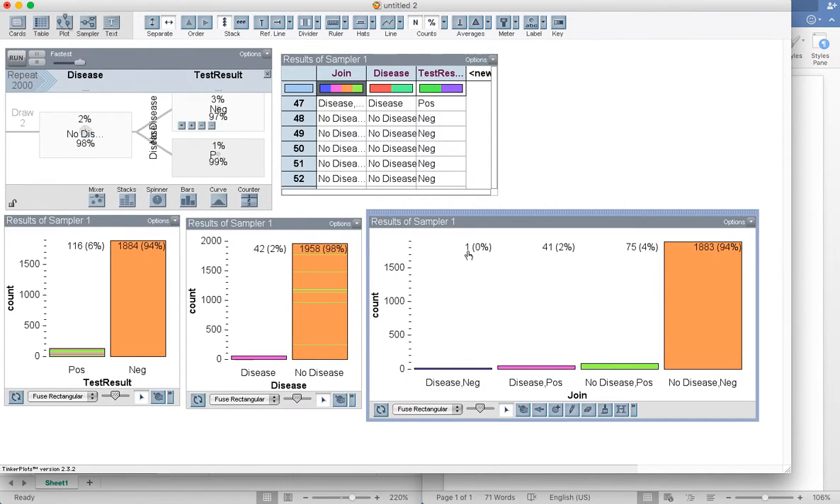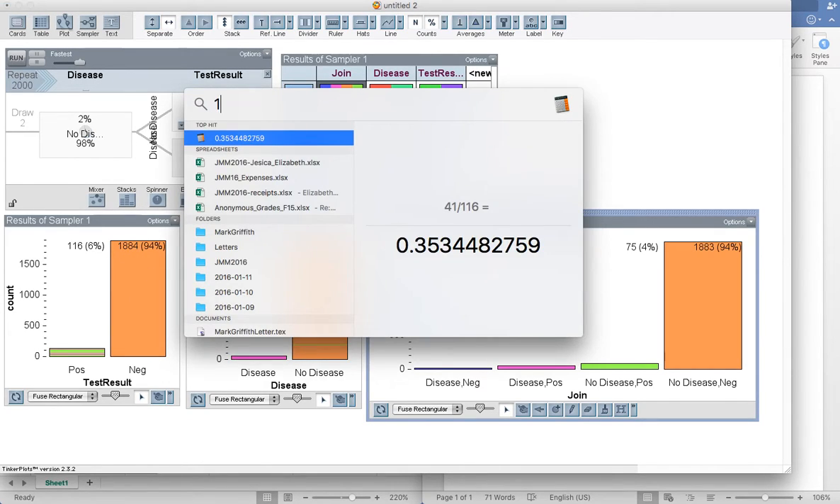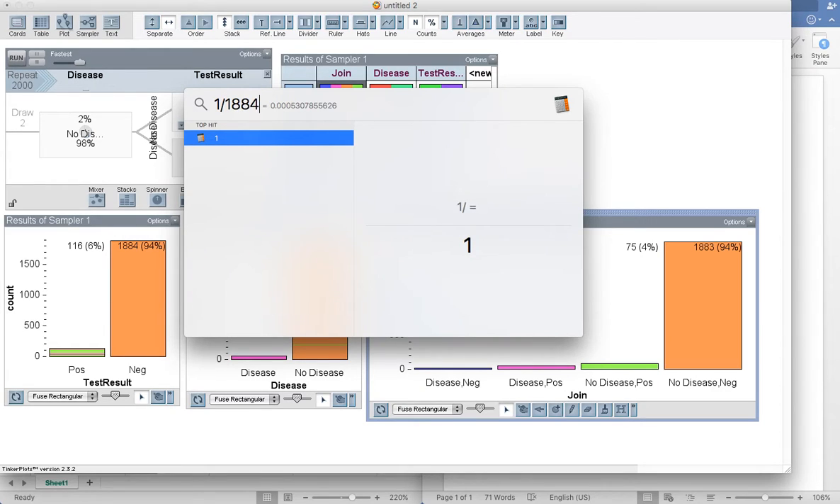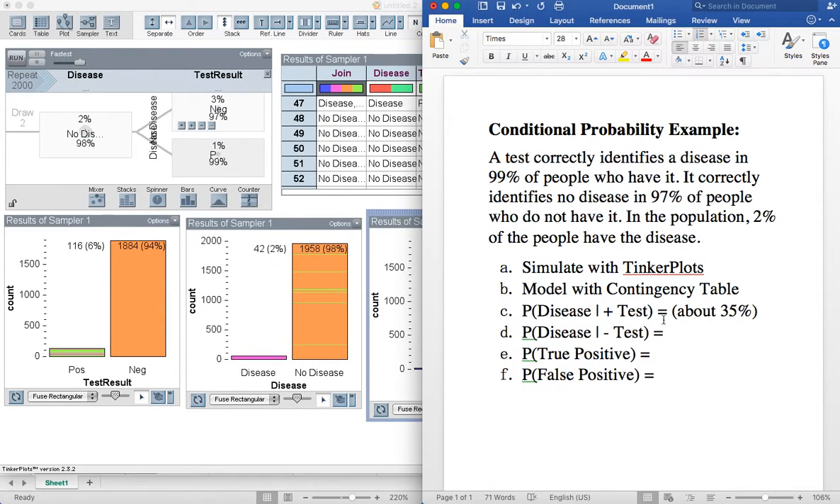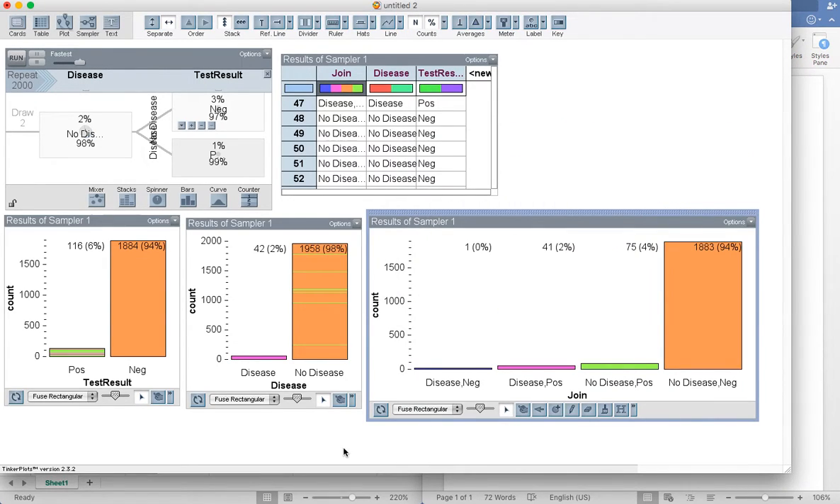So disease and negative, that's one person. Negative test, that's 1,884 people. So that's 1 out of 1,884. Wow, that's really small, 0.0005. So we'll approximate that to small. Really, really small. Having the disease if you get a negative test is unlikely.